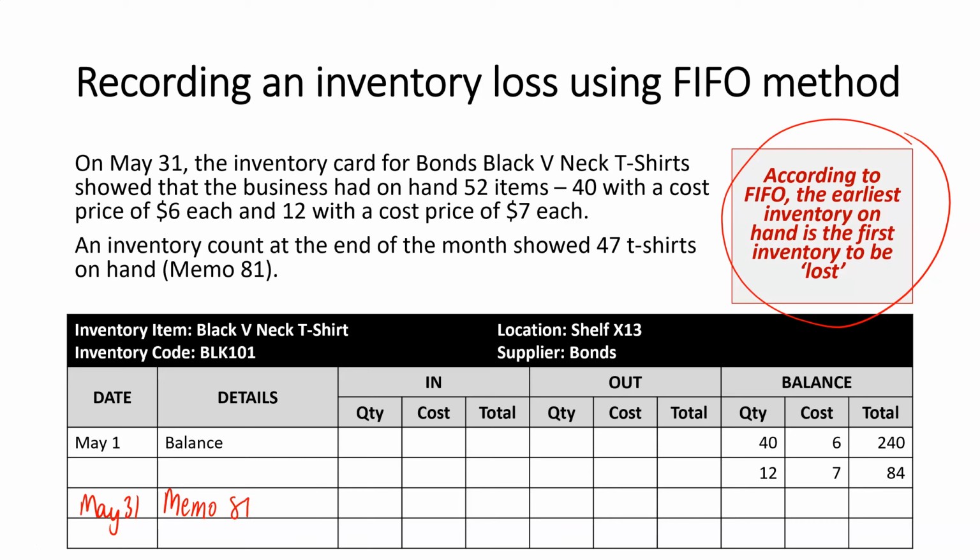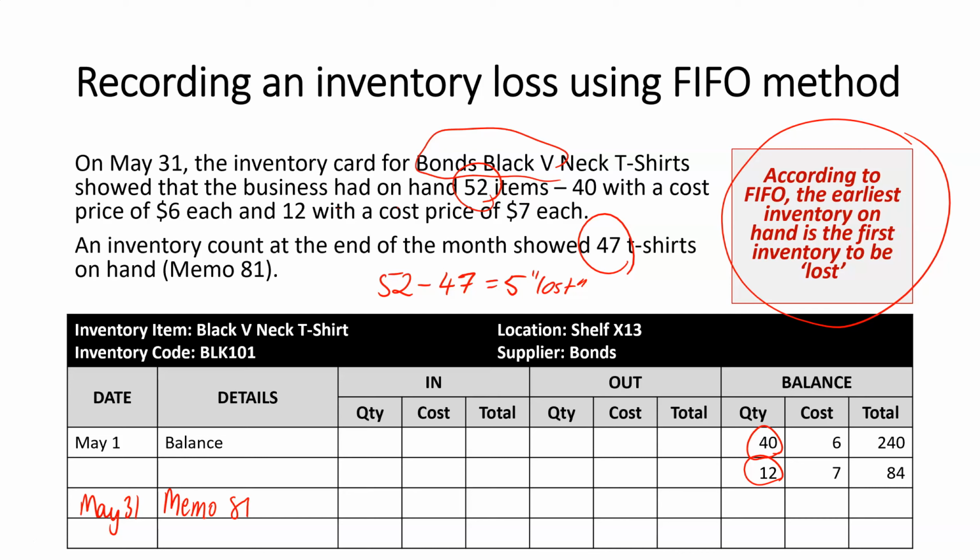So we can see that for Bond's black V-neck t-shirts, we had 52 items according to our inventory card. 40 of them were $6 per unit, and 12 of them were $7 per unit. The inventory count at the end of the month showed 47 t-shirts. So that means 52 minus 47. That means there is 5 that have been lost. Now they might have been damaged, oversupplied, we're not sure. But we need to adjust for this loss here.